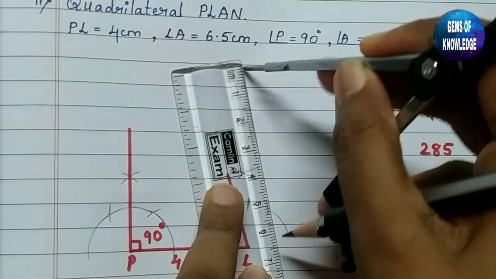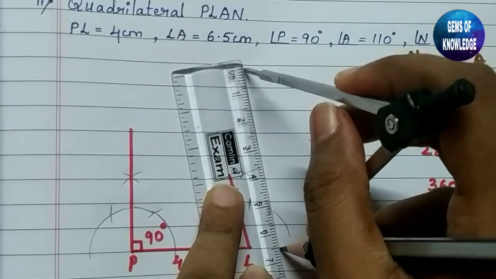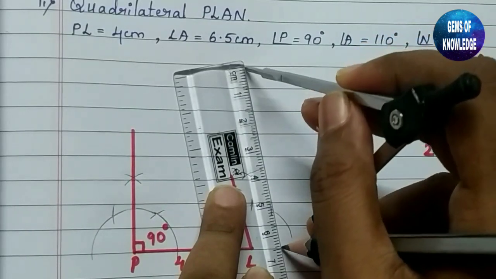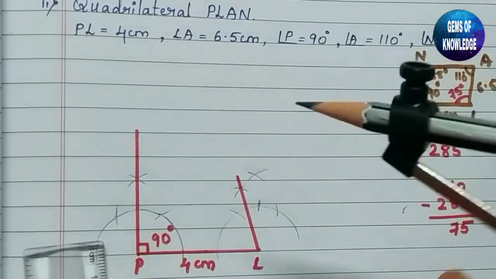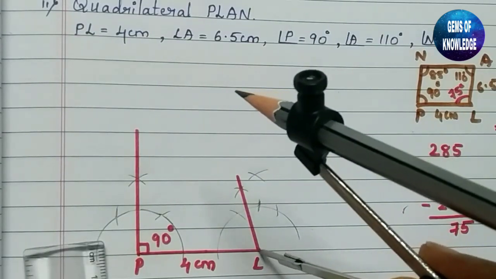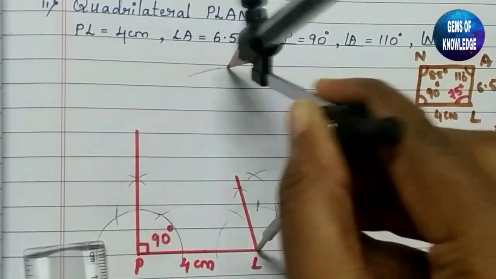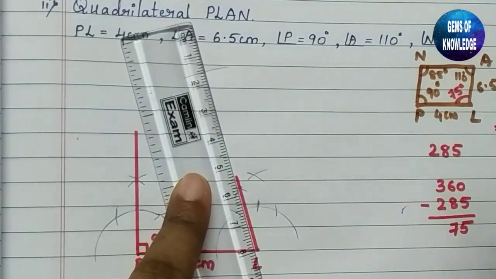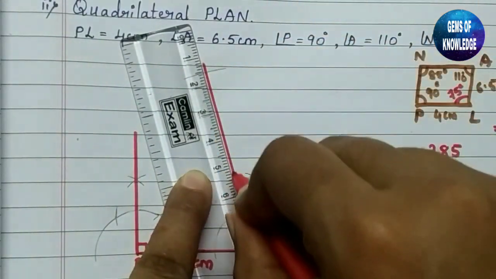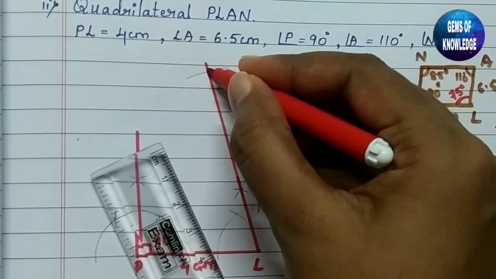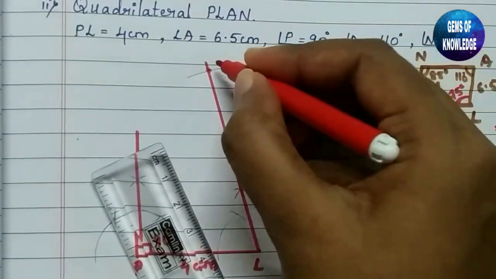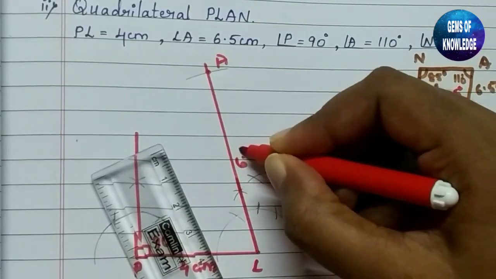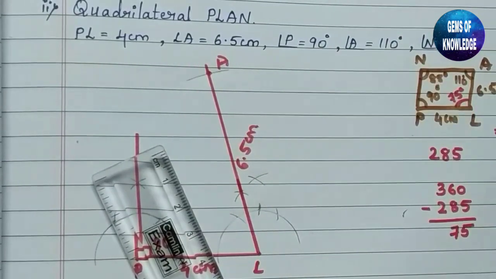We need to take the measurement of 6.5 centimeter here. As you can see, this is 6.5 centimeter, and by keeping it here, let us cut an arc over here, and we are going to extend this line now. This point will be our A point, that is, this will be 6.5 centimeter.